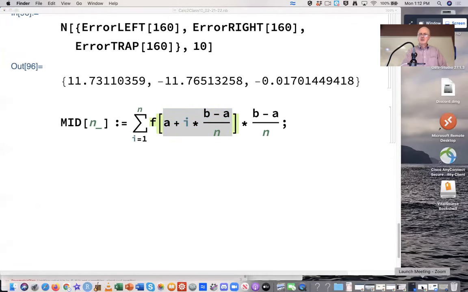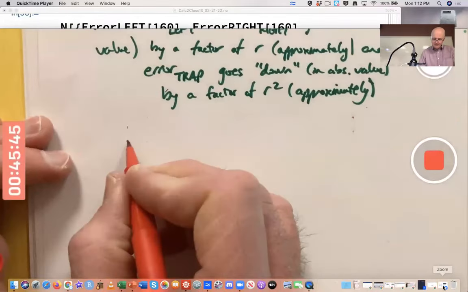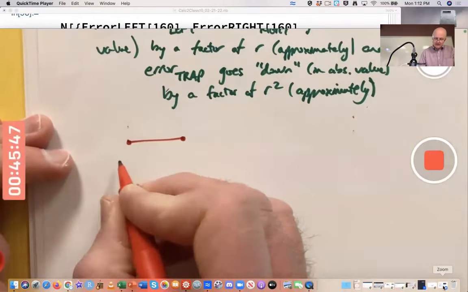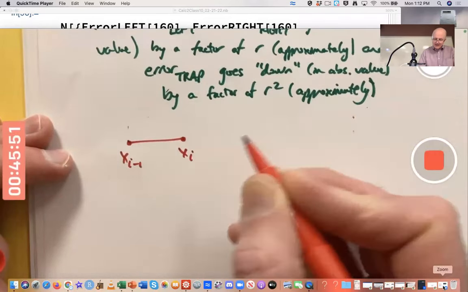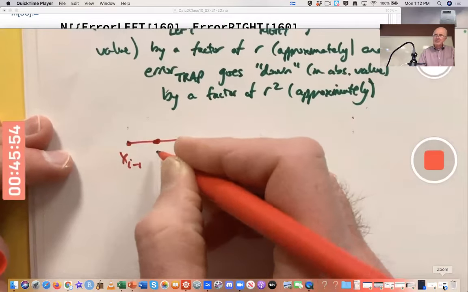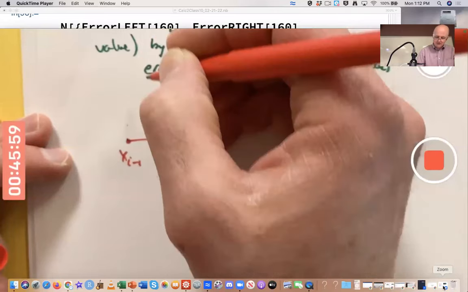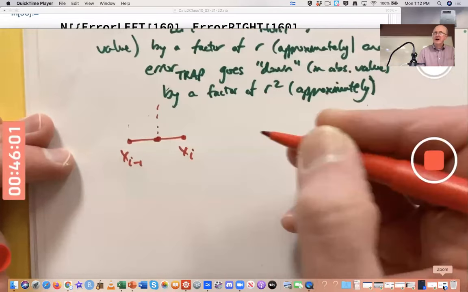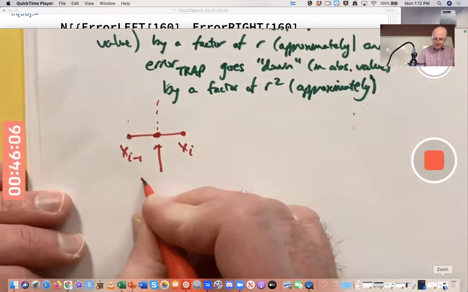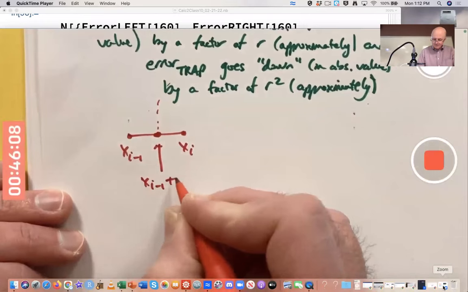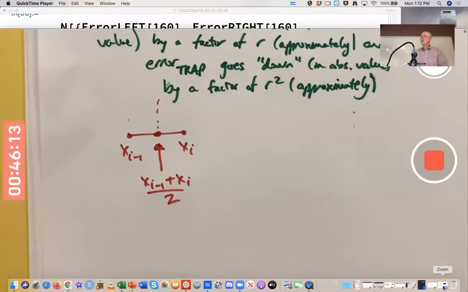But we need to change what goes into the function. On each little subinterval, the idea is if this is the left endpoint, call it x sub i minus 1, and this is the right endpoint, call it x sub i. We want the midpoint of that subinterval to determine the height of the approximating rectangle. Use the midpoint to go up to the graph to find the height. What is that midpoint? It's the average of the left and right hand endpoints. x sub i minus 1 plus x sub i over 2.